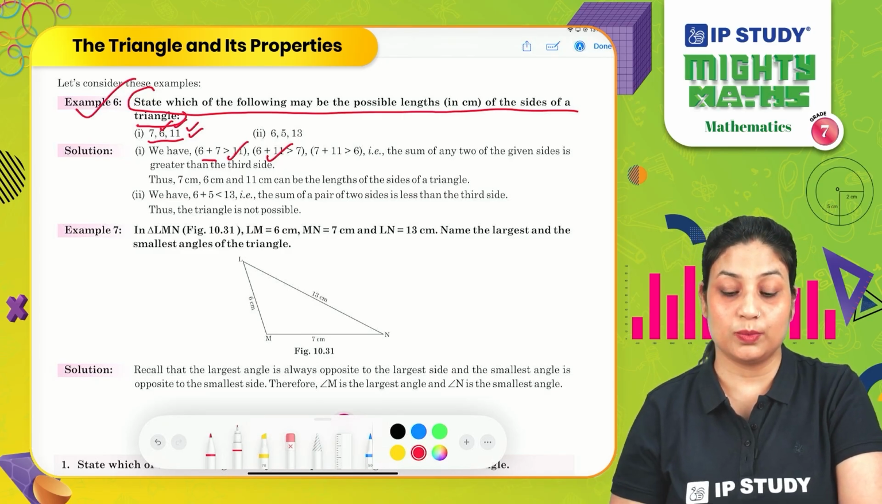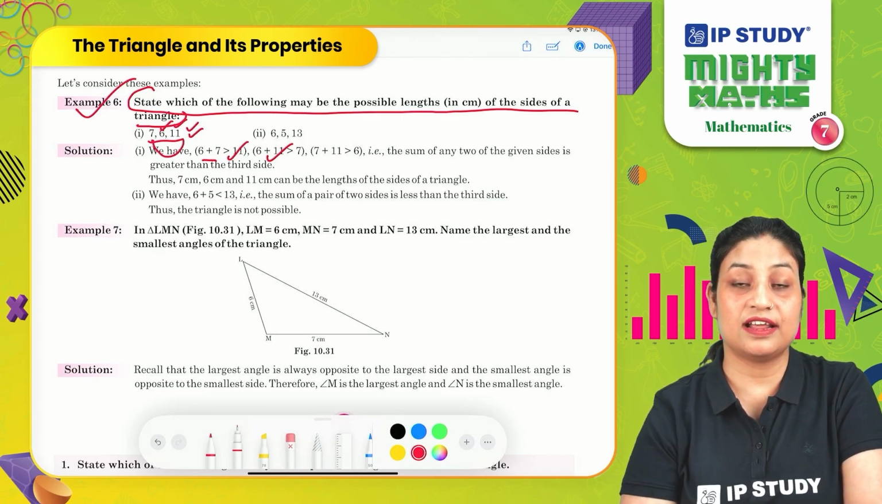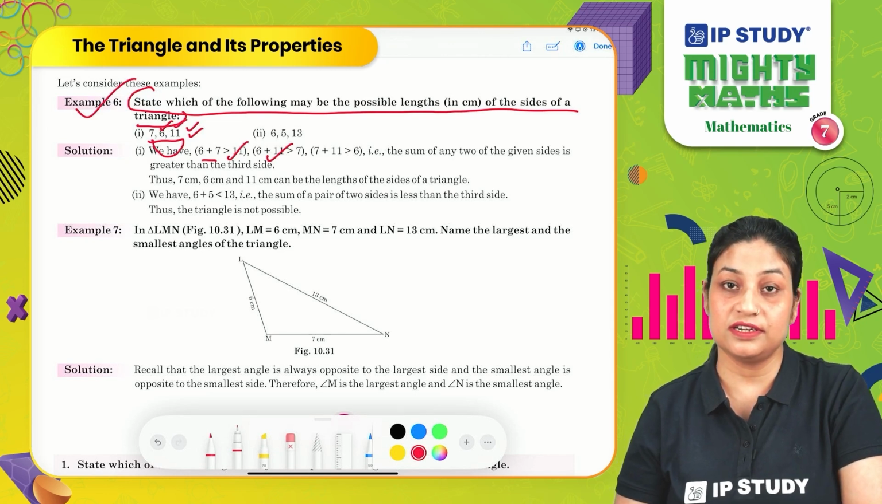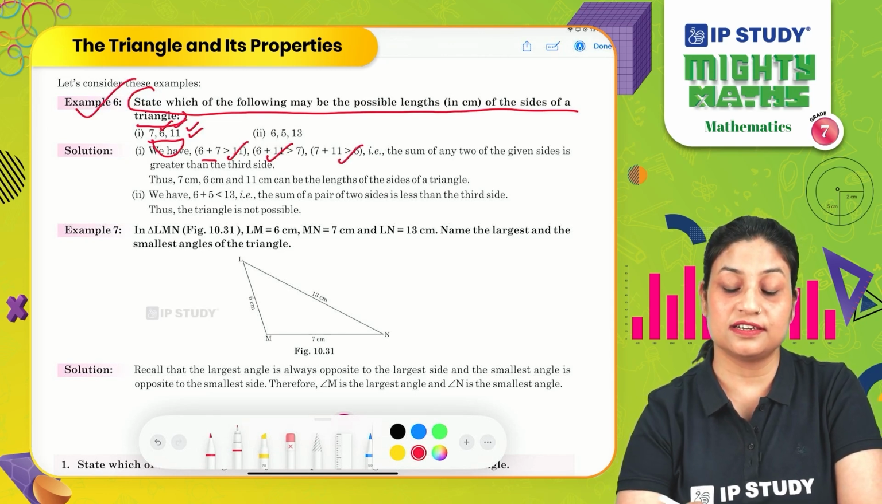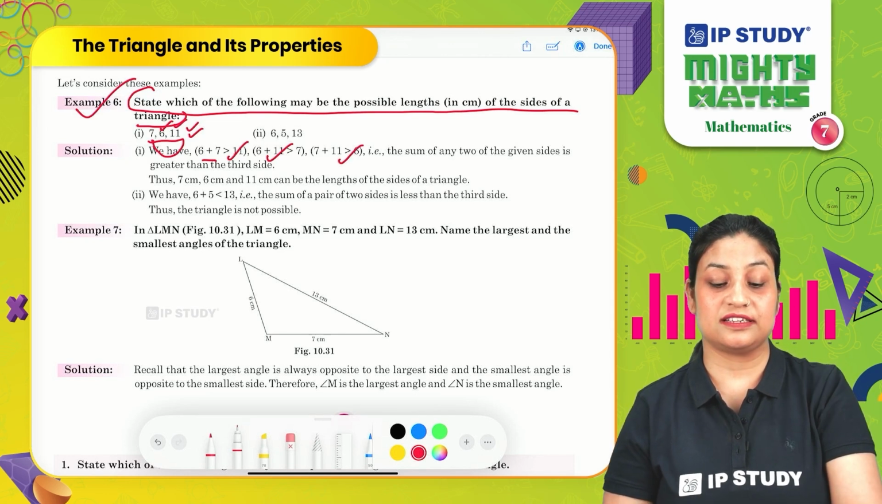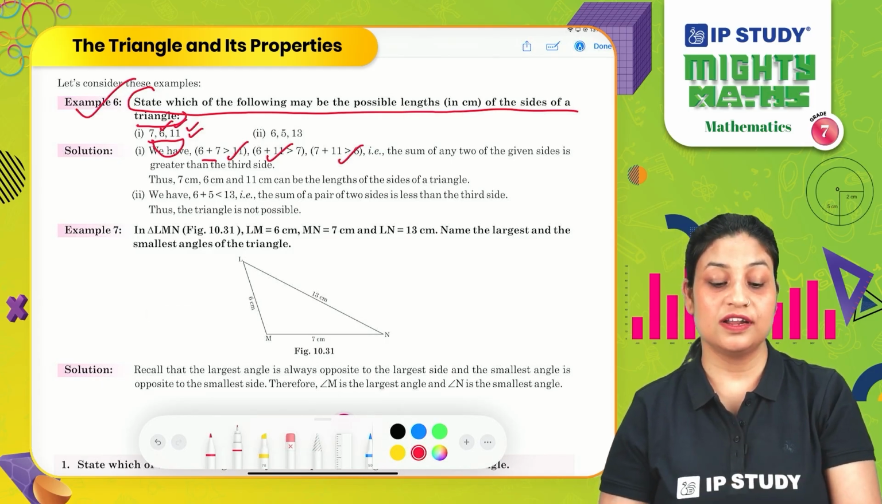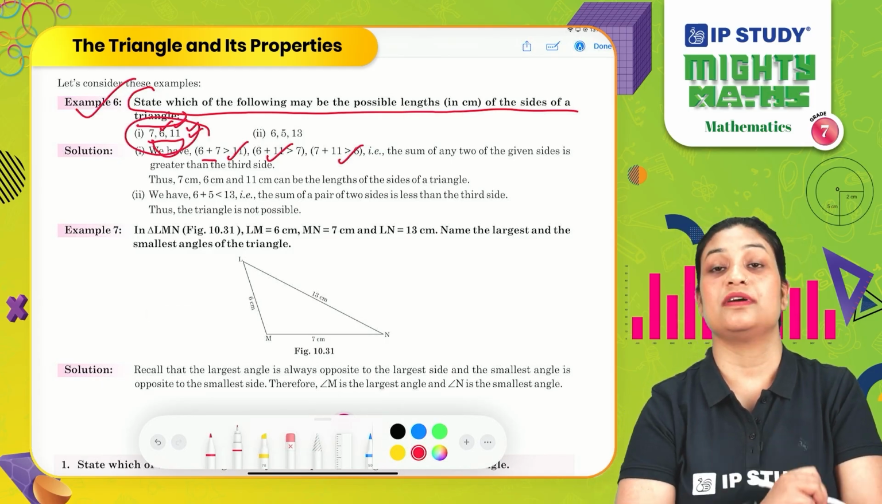Let's check the third one. Now add 7 and 11. That comes out to be 18. So 18 is again greater than this third side, 6. It means that since all the three conditions are fulfilled, this triangle is possible, right?